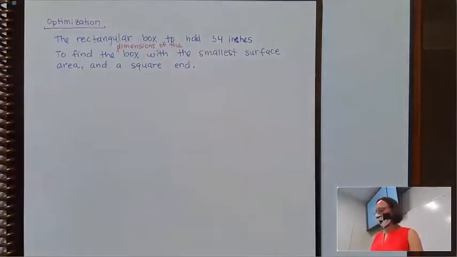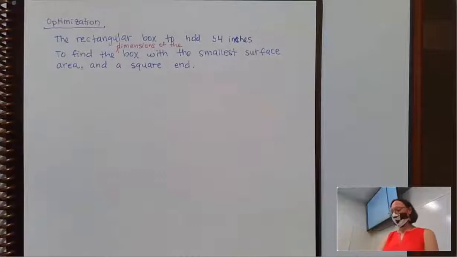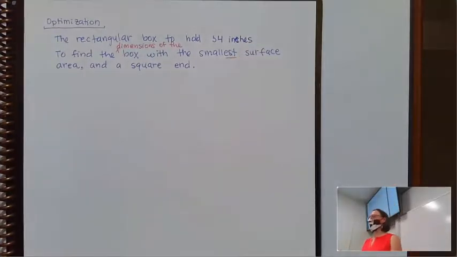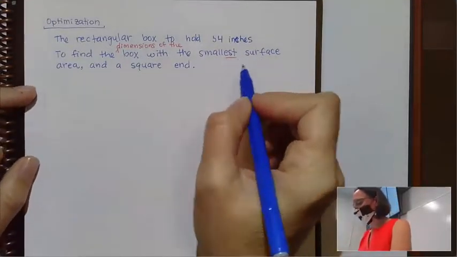Of the box with the smallest surface area and a square end. So I said that most of the time with these optimization problems, the hard part is coming up with the equation. We know how to take a derivative, set it equal to 0, do our number line thing, all that good stuff. So to find the equation, I am always going to hone in on the word that ends in EST. Now, it doesn't literally always end in EST, but what's the thing we're trying to optimize? In this case, the thing we're trying to optimize is the surface area.